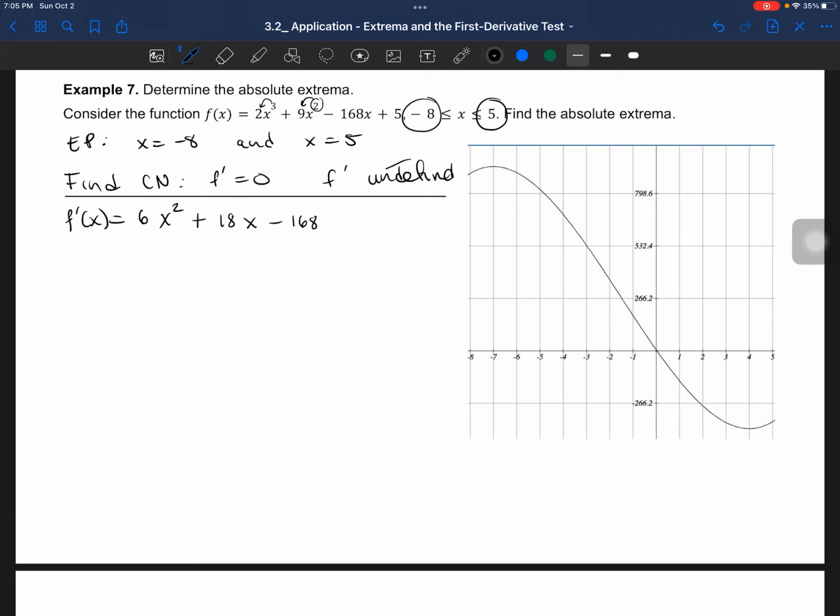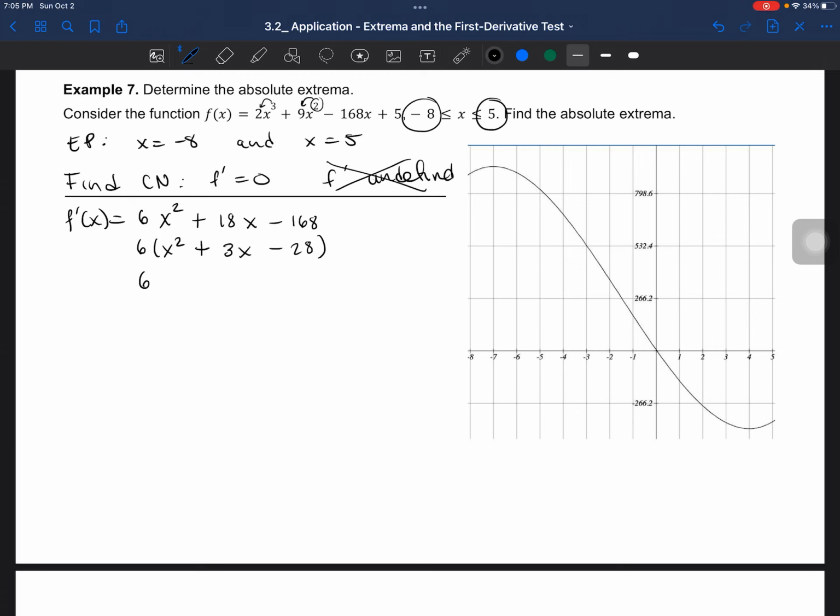This is clearly a polynomial, so there won't be any critical numbers from the derivative being undefined, because it is never going to be undefined. So let's find the critical numbers. We're going to set this equal to 0, but the best way is first to factor as much as we can. In this case, we factor the 6, which leaves us with x squared plus 3x minus 28. We factor the 6 from the 6, from the 18, and from the 168.